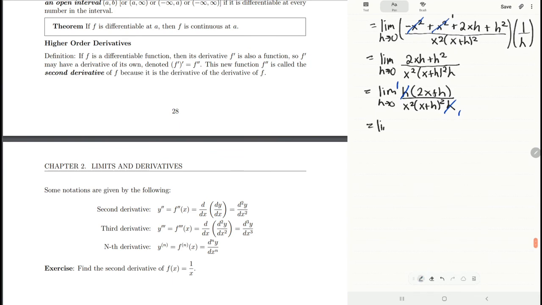So we have the limit as h goes to 0 of (2x plus h) over x squared times (x plus h) squared. And if we take the limit by letting h go to 0, we get 2x plus 0 over x squared times (x plus 0) squared. So that is 2x over x to the 4, which can be simplified to 2 over x cubed.